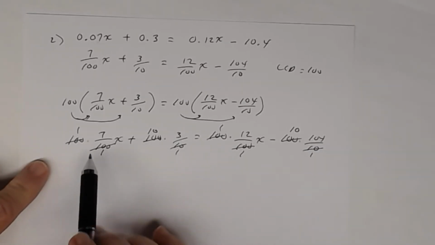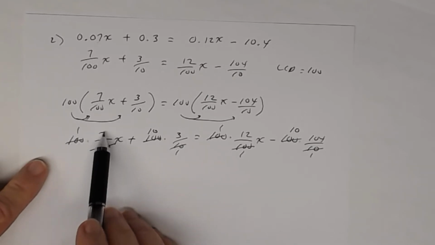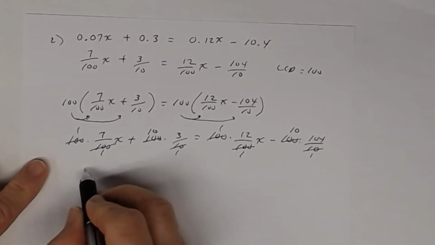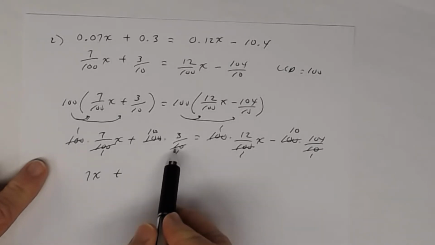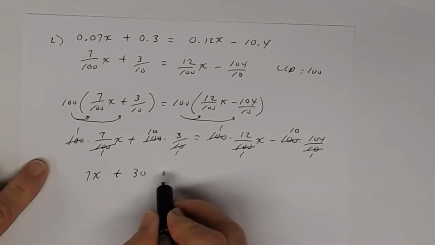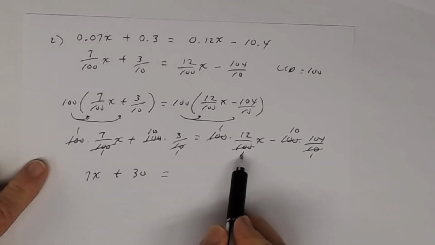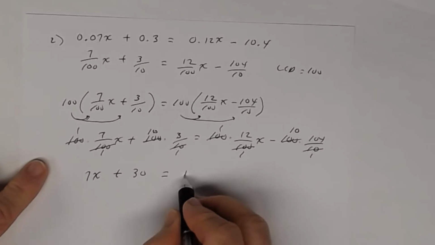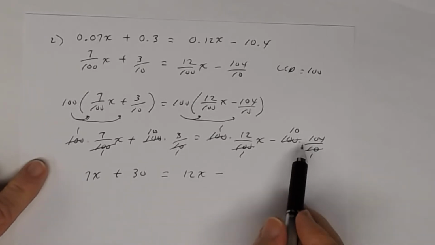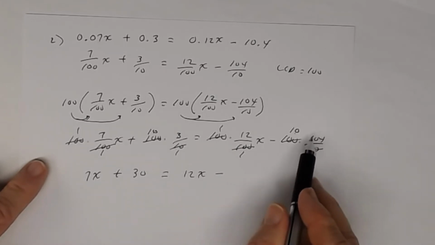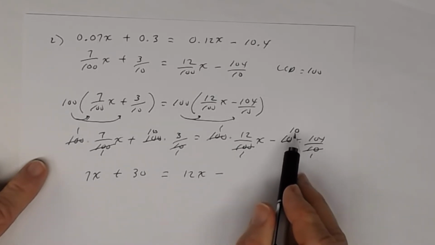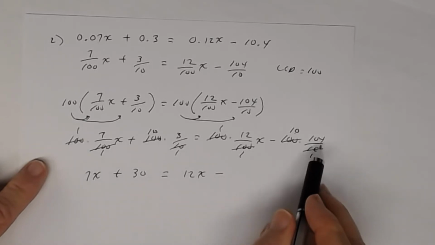And now let's go ahead and multiply. 1 times 7x is 7x, plus 10 times 3 is 30, right? Equal 1 times 12x is 12x, minus, and then 10 times 104. Remember, when you multiply an integer by a multiple of 10, you have a 0, right? So you can move the decimal point one place to the right. So 10 times 104 is 1,040.